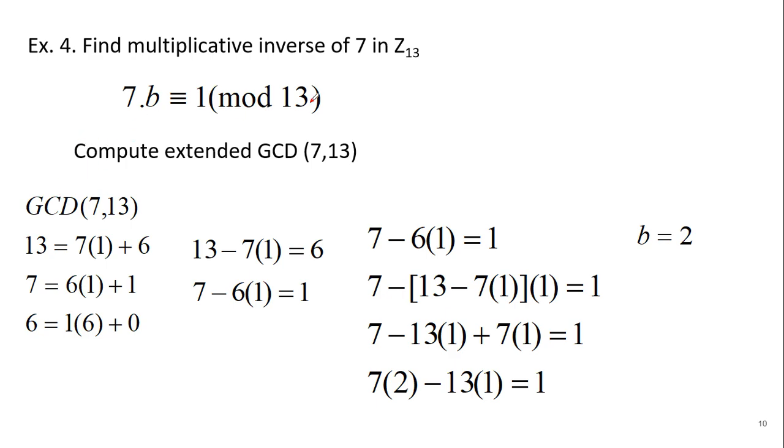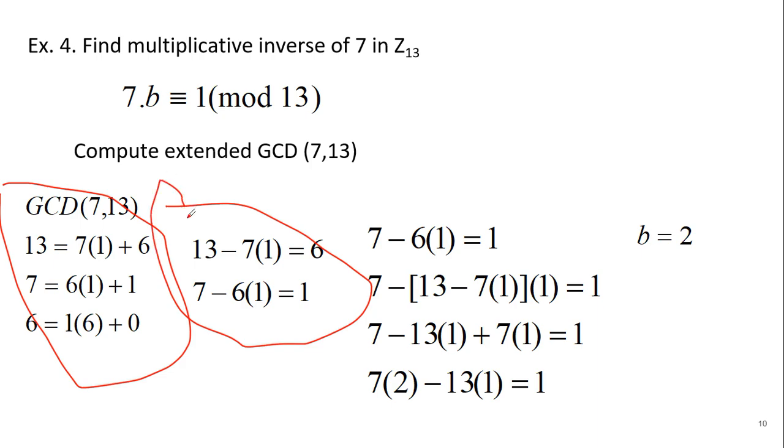A similar problem you can try to understand. This is the GCD step. This is the preparation for extended GCD. We will take it in a reverse way. We will arrange, and with respect to 7 we get the coefficient 2. So 7 into 2 is 14, and when 14 is divided by 13, our remainder is 1. You can check how these steps are arranged.